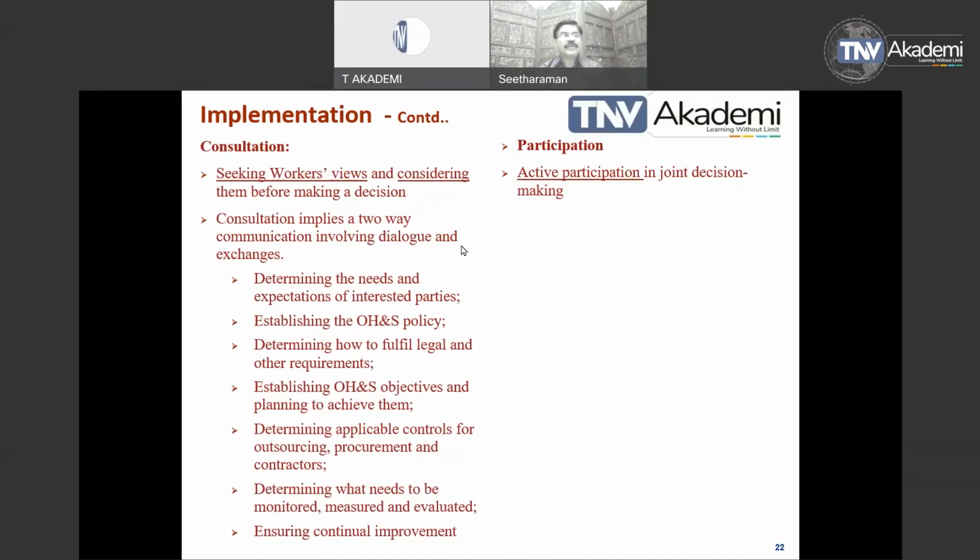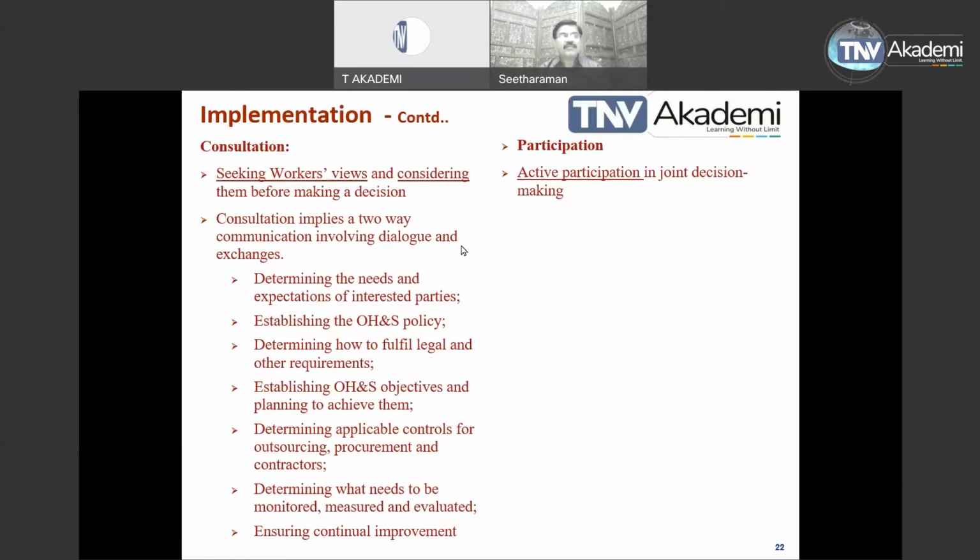Then establishing the occupational health and safety policy. Before releasing the policy, we need to discuss it with the workers. They have to be consulted on whether it is adequately addressing the requirements or not. After taking their inputs, we can review and revise the policy before implementing it. Determining how to fulfill legal and other requirements. Again, we are consulting with them so that it is effectively implemented. Establishing objectives and planning to achieve them. For that also, we need the consultation process.